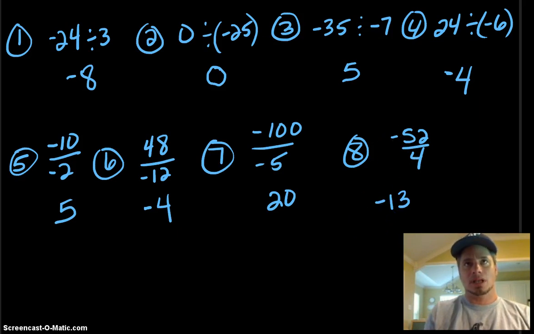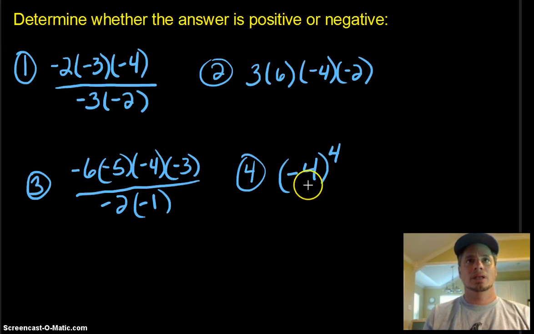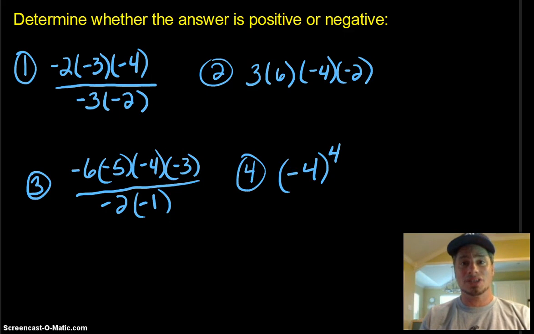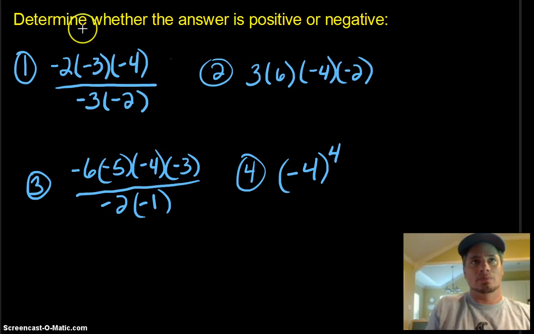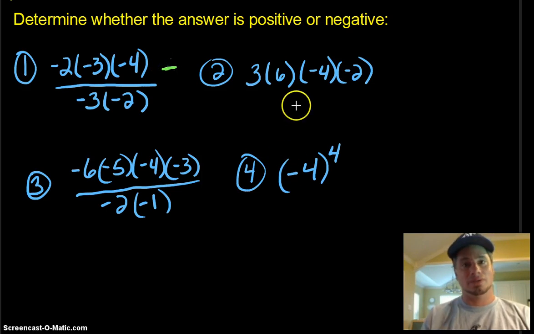Okay, let's look at the next group here. Determine whether the answer is positive or negative. Let's look at the first one. We're not going to have to get an answer. We just want to know what the sign of the answer is. It's got a mix of division and multiplication. That's all right. That's pretty easy. Let's count our negatives. 1, 2, 3, 4, 5. That is an odd number of negatives. So my answer for this one is definitely going to be negative, whatever that one is.